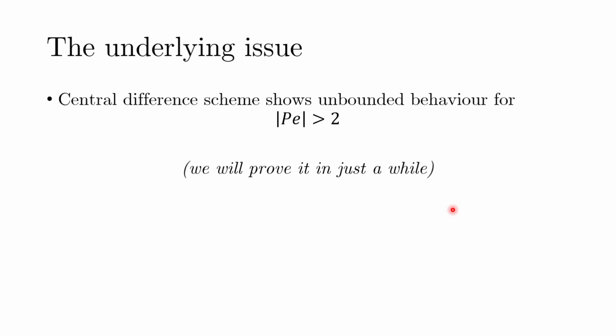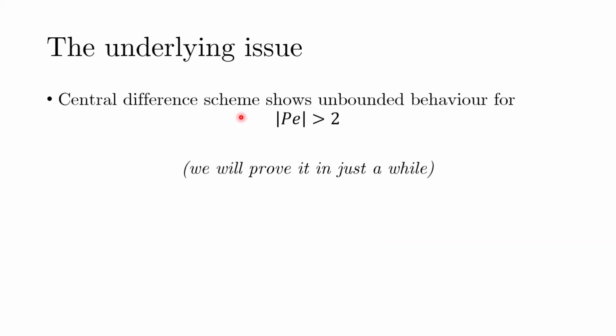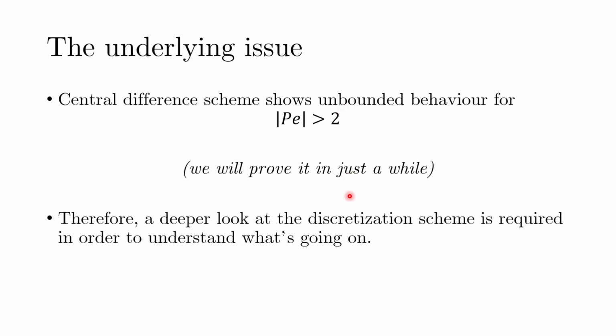So now my statement is that the central differencing scheme shows this unbounded behavior. That is, the variables are jumping below or above or beyond these accepted values of phi. So I'm saying that the central differencing scheme shows such behavior for a magnitude of Péclet number greater than 2. So in order to further understand this, we need to understand what is really going on.